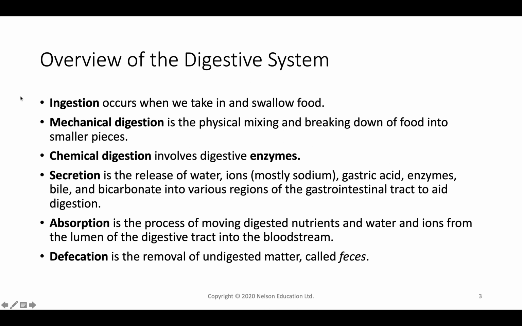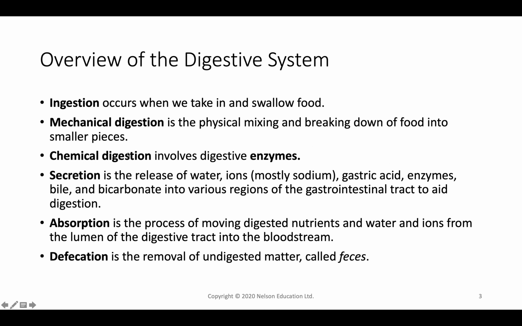The process of ingestion is what we're going to start with. Again, ingestion is when we're taking in the foods, the process of taking the bite of that cheeseburger. Then we're going to masticate. What does that mean? That means to chew. So the process of mastication is the first start of mechanical digestion, when we're going to start physically mixing and breaking down the food into smaller pieces. But again, throughout the digestive tract, we have both mechanical and chemical digestion.